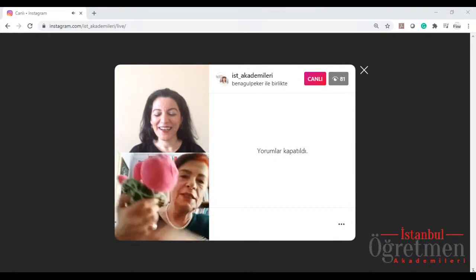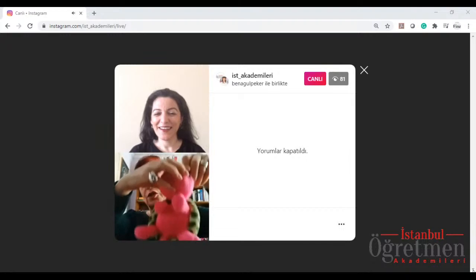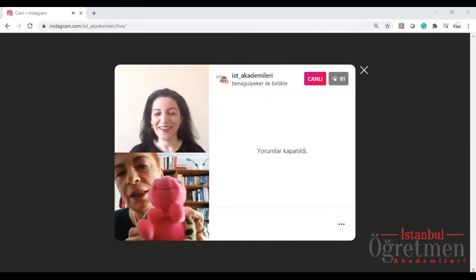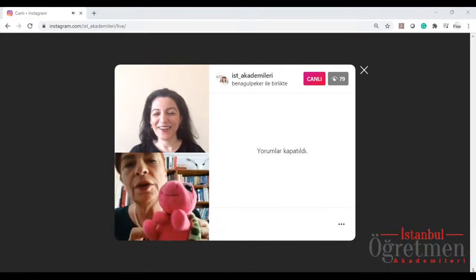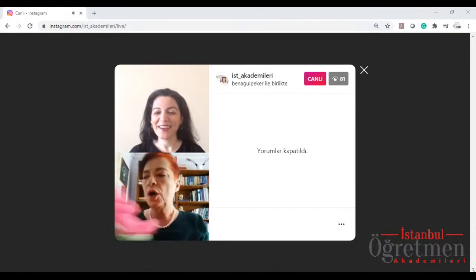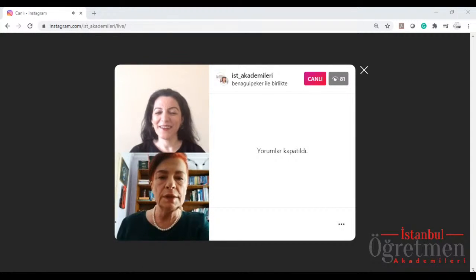As you can see, it's a stuffed turtle, which I got in Dalyan. You know, Dalyan is famous for its turtles. Okay. So you were saying something, Sibel Hocam?